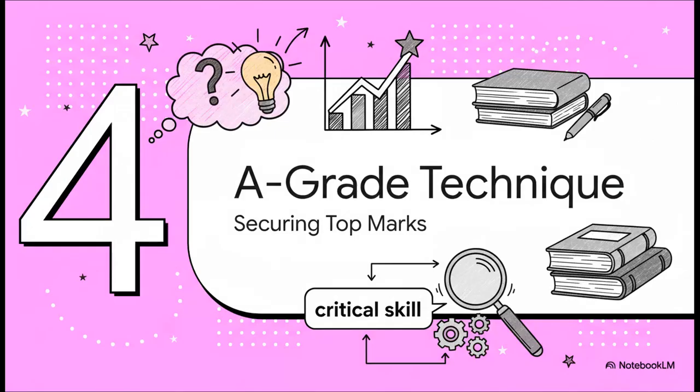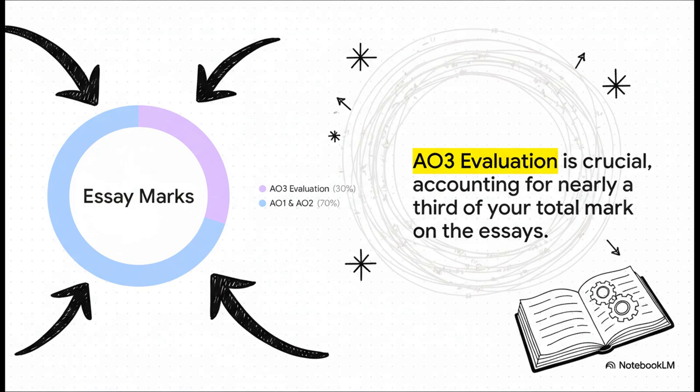So, we've gone through the structure and the most likely questions, but how do you take an answer from just good to A grade great? Well, it all boils down to one critical skill. Just look at this breakdown. As this chart shows, AO3, which is evaluation, makes up nearly a third of your essay marks. That is a massive chunk. Let me be clear, you simply can't get a top grade if you haven't mastered evaluation in those 12-mark questions.